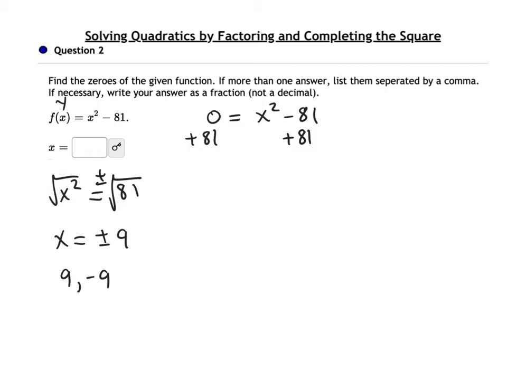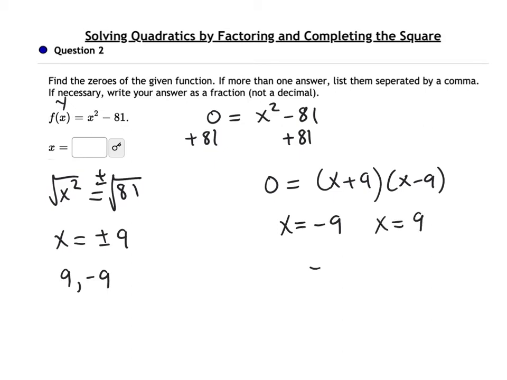Another way you could have solved that is by factoring a difference of squares. This is x plus 9 times x minus 9. The answers are the x value that you plug into x and create 0, -9 because -9 plus 9 is 0, and 9 because 9 minus 9 is 0. So -9 and 9 are your answers.